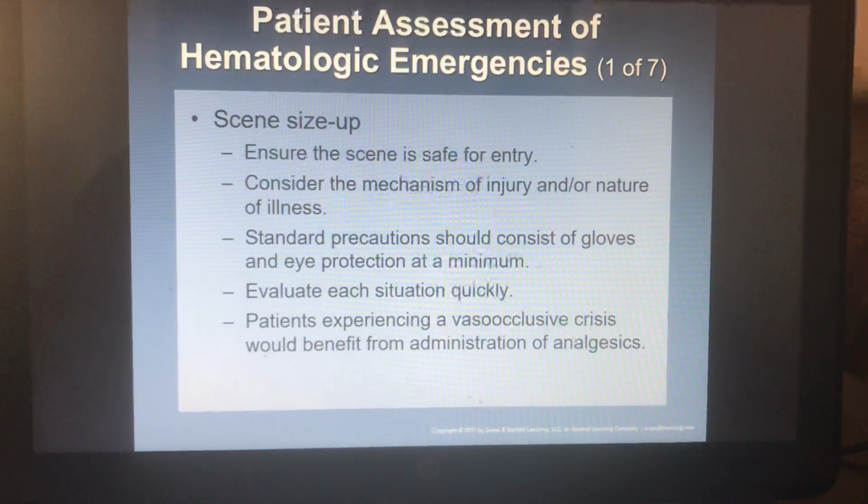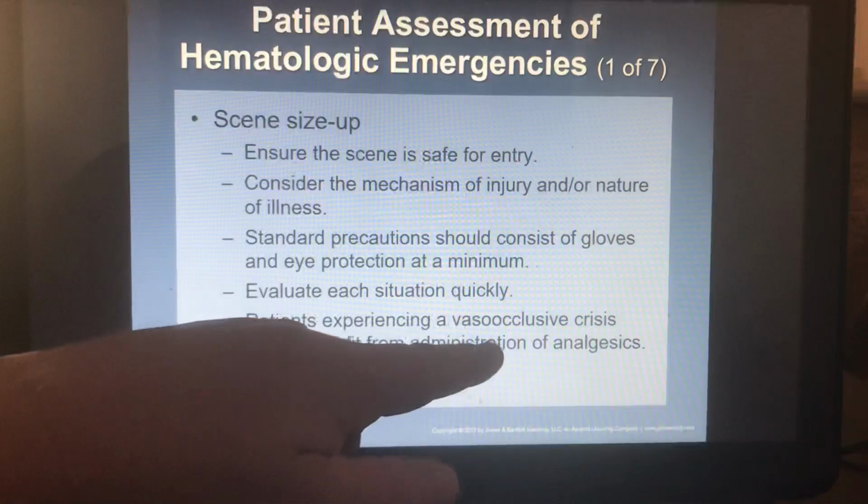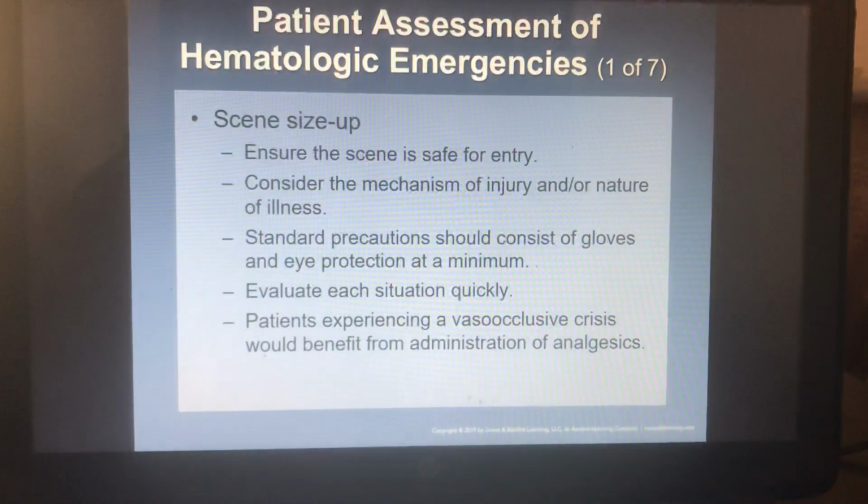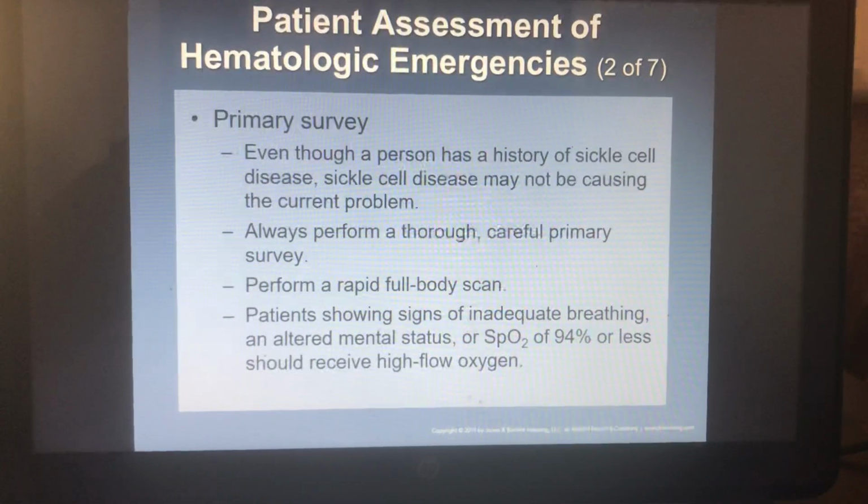Scene safety. If they're having a vaso-occlusive crisis, which is usually called the sickle cell crisis, they'll tell you, hey, I've got sickle cell. And then you'll go from there.